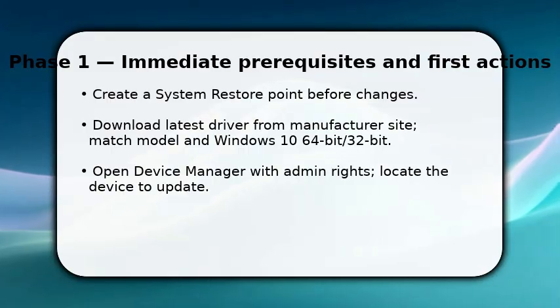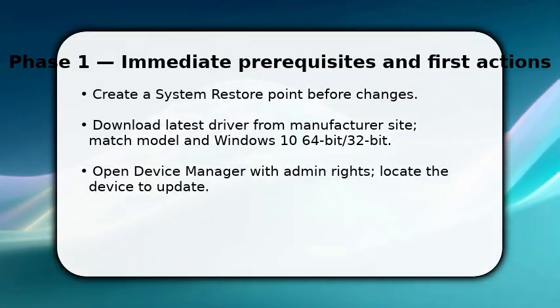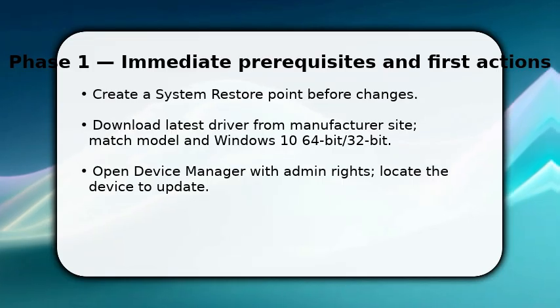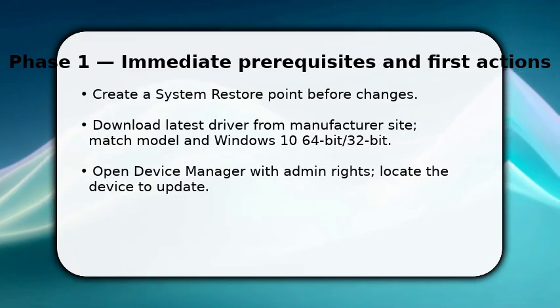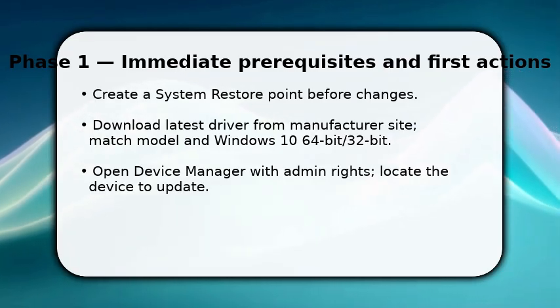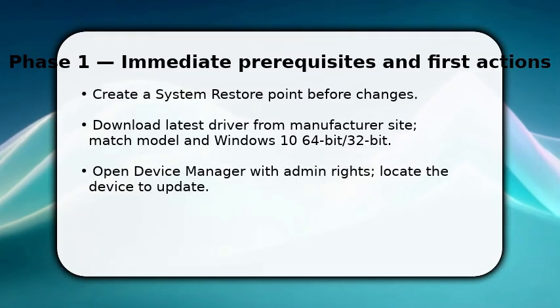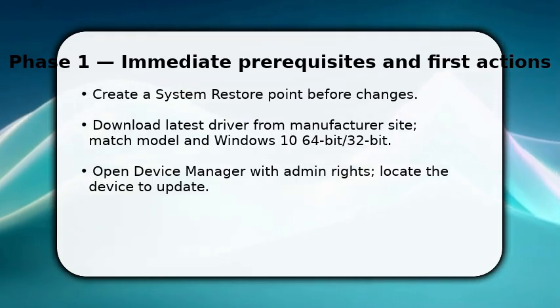You start by creating a system restore point so you can undo changes if needed. Next, download the exact driver package for your model and Windows 10 build. 64-bit versus 32-bit matters. Once done, open Device Manager using an administrator account and find the device category.